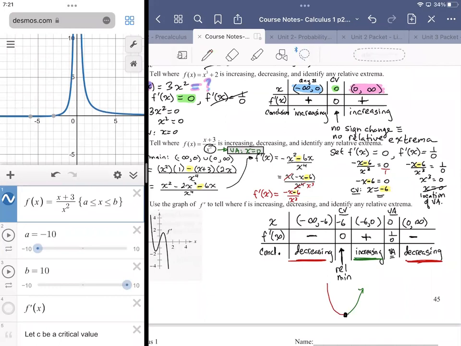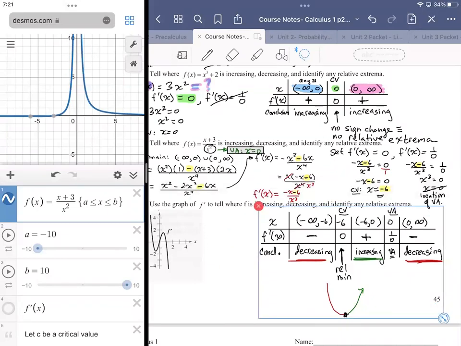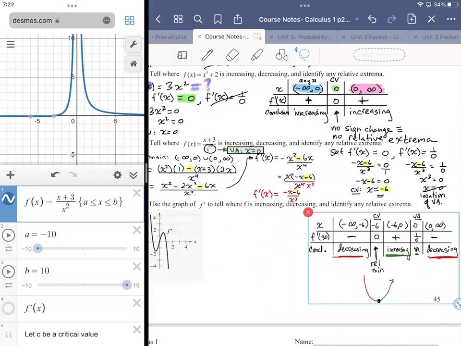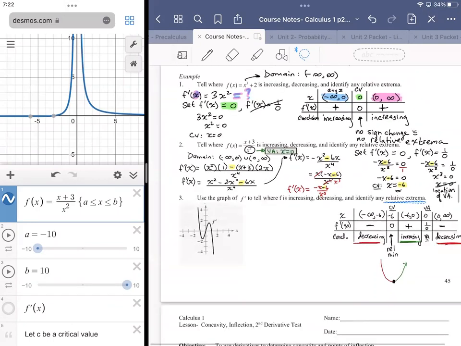The sign chart is actually your answer. So you don't need to do anything more than that, because the questions here are asking you to identify instances in which the graph is increasing, decreasing, and then also identify any relative extrema. So the table has everything you need. I've shown the intervals where it's increasing and decreasing. And by labeling this as a relative minimum, I've identified any relative extrema. So mission accomplished. All right.